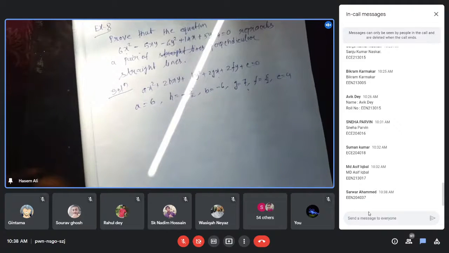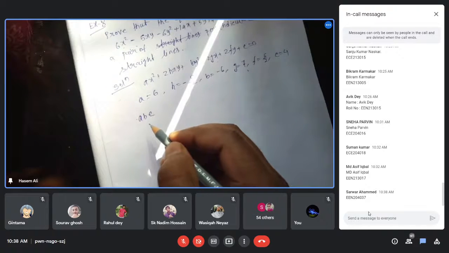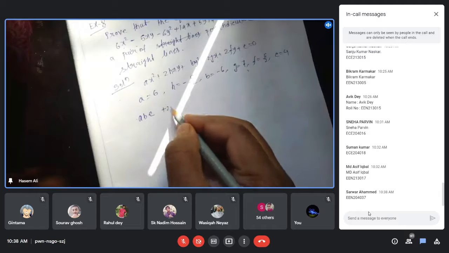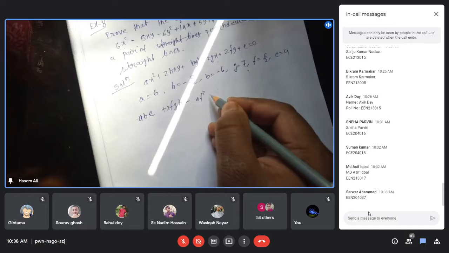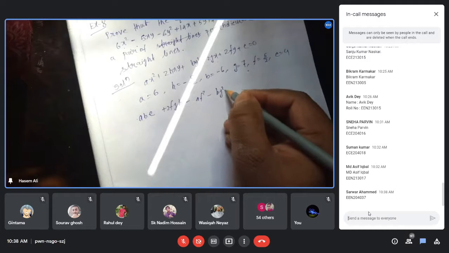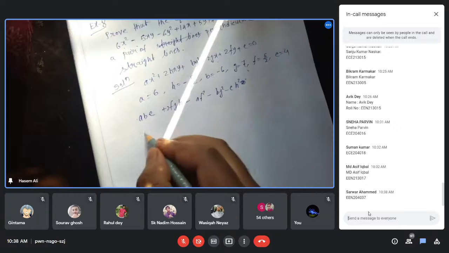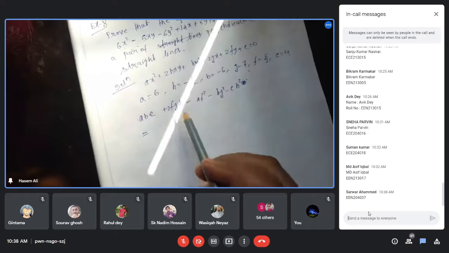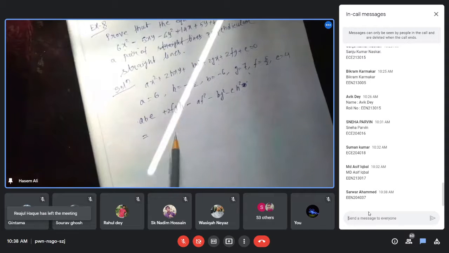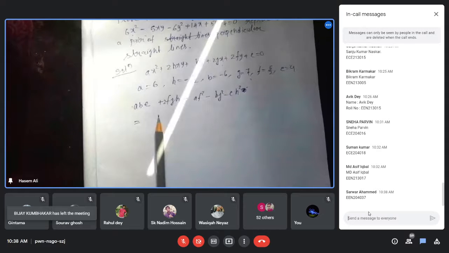And what is the condition of a pair of straight lines? The condition is abc plus 2fgh minus af square minus bg square minus ch square equals 0. Now calculate this. If it is 0, then the equation represents a pair of straight lines. Calculate this.